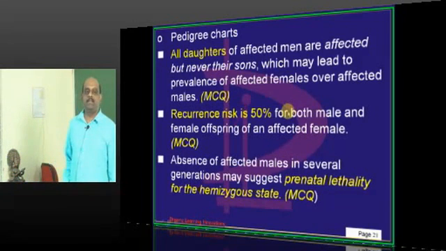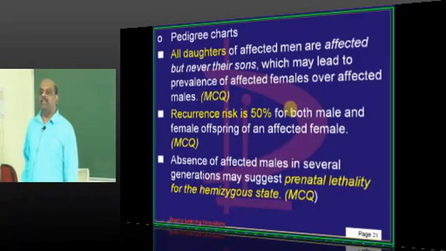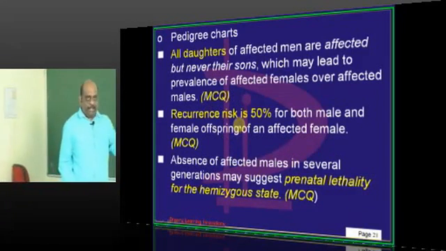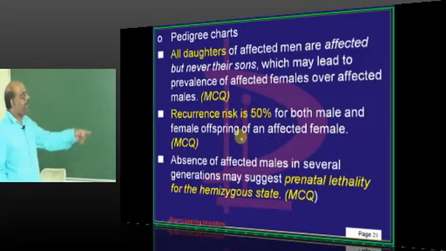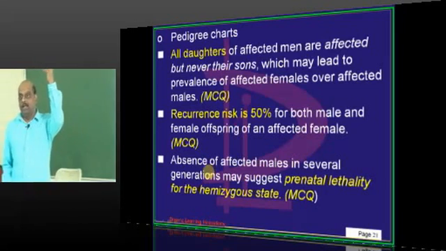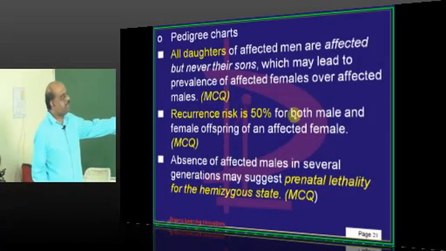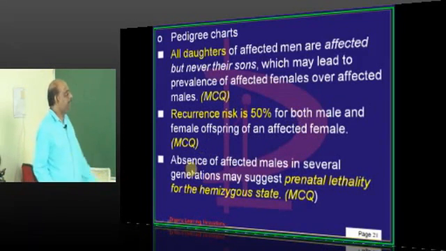When you listen this parable, what will you answer in exam? X-linked dominant. Recurrence risk is 50% for both male and female offsprings if the female is affected. If the female daughter is affected, then the recurrence risk is 50%.